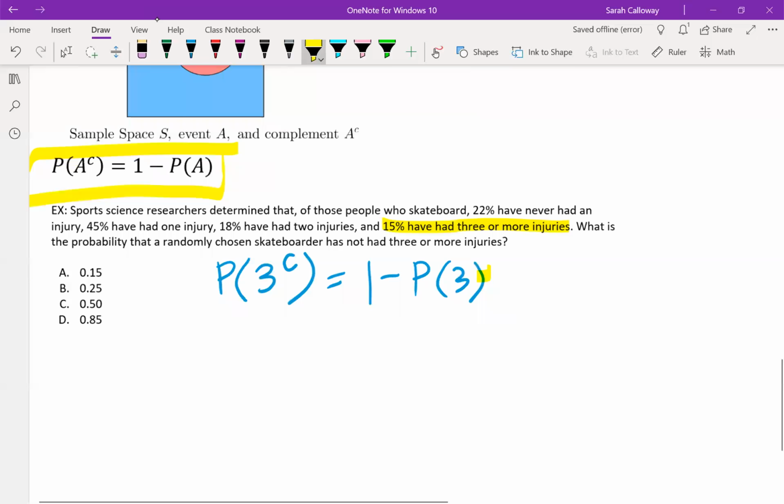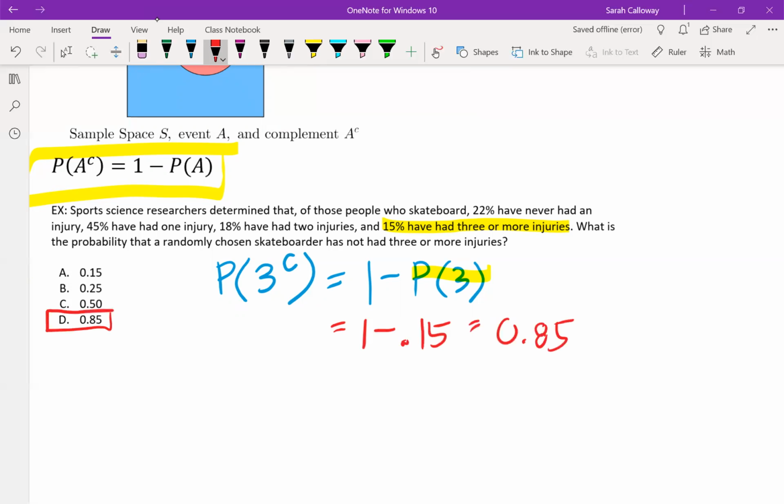Okay, so we're going to plug in 15% there as a decimal. So 1 minus 0.15 is going to give us 0.85. So the probability that someone has not had 3 or more injuries is 0.85.